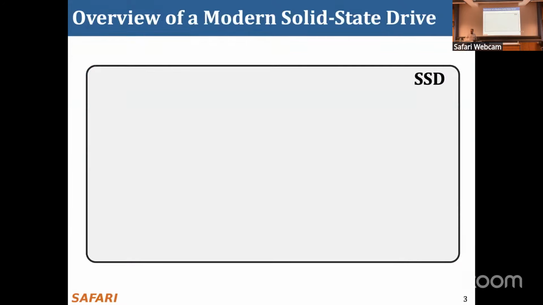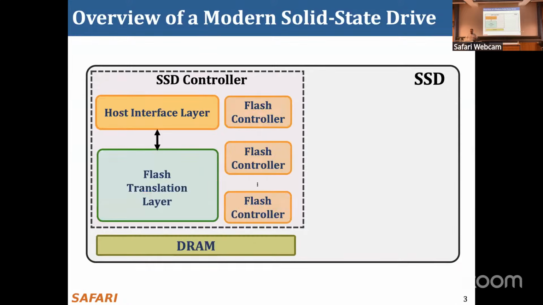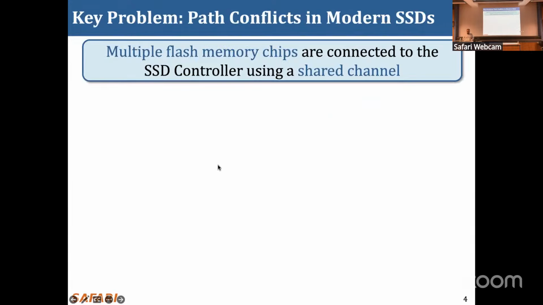The motivation is that in an SSD, we have the SSD controller, and there are flash controllers that are connected to flash chips by some channels, right? Now these channels are shared. So now we have the problem of path conflicts in modern SSDs. This one is similar to subarray-level parallelism, where we have some shared circuitry that causes some conflicts.